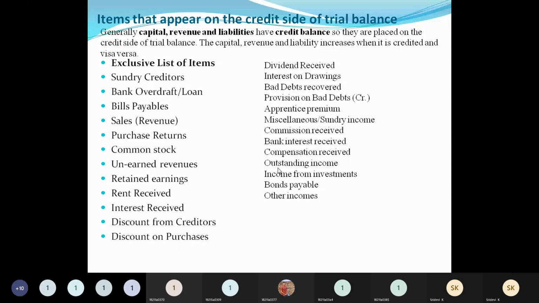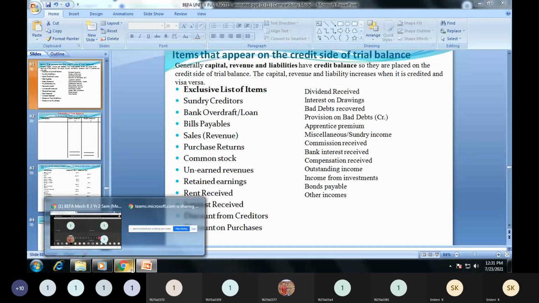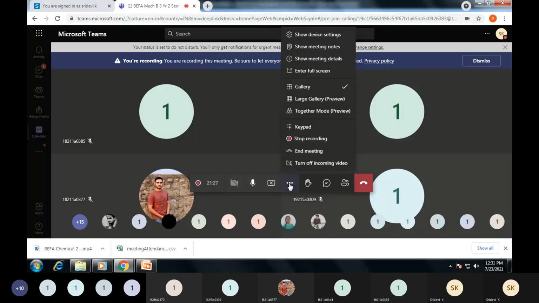Other incomes, any incomes. So all those items should be shown in the credit column of the trial balance. So this is how you are going to know the items that are related to the debit amount column and the credit amount column of the trial balance. Okay, so this list you need to remember so that you can easily identify them, and you are going to record them in the debit or credit amount column of the trial balance.